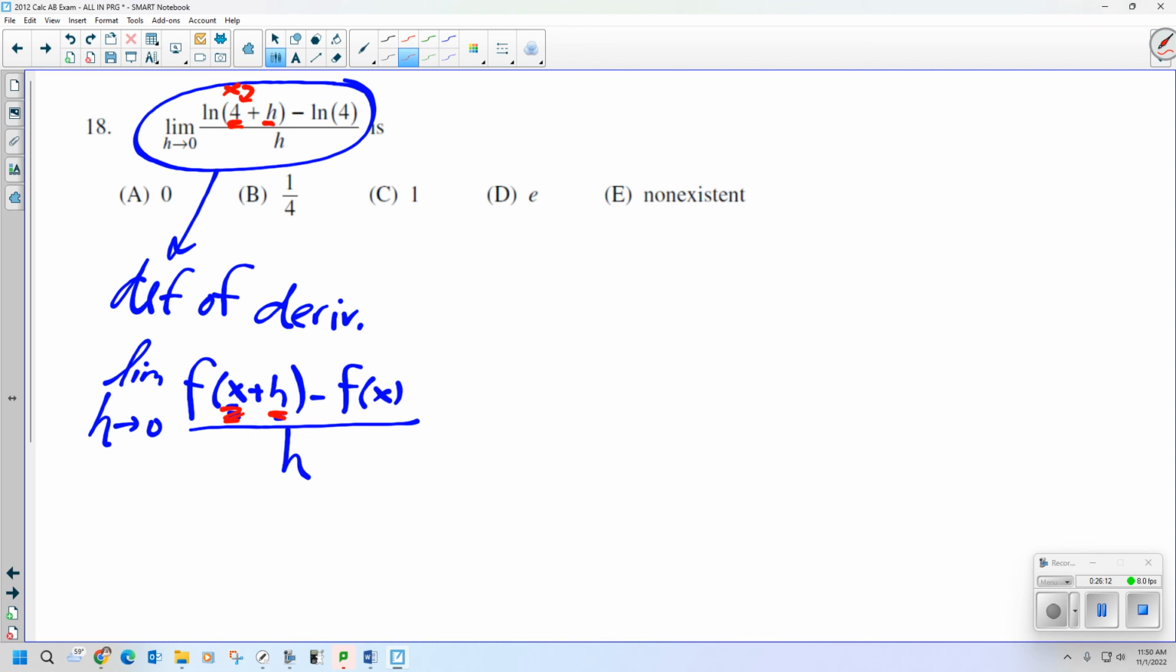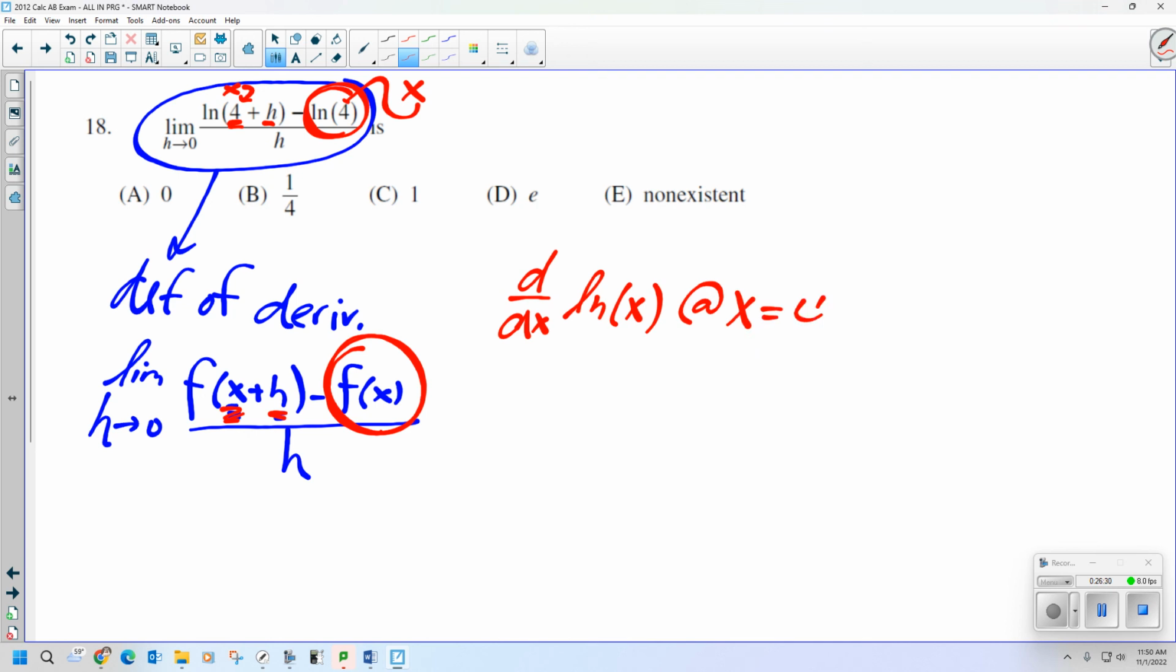This is the original function that I'm taking the derivative of. I am taking the derivative of ln of 4, by the way, when x is equal to 4. So I just need to find the derivative of the ln of x at x equals 4. Well, this is just 1 over x. And if I want x to be 4, man, that was a cakewalk.